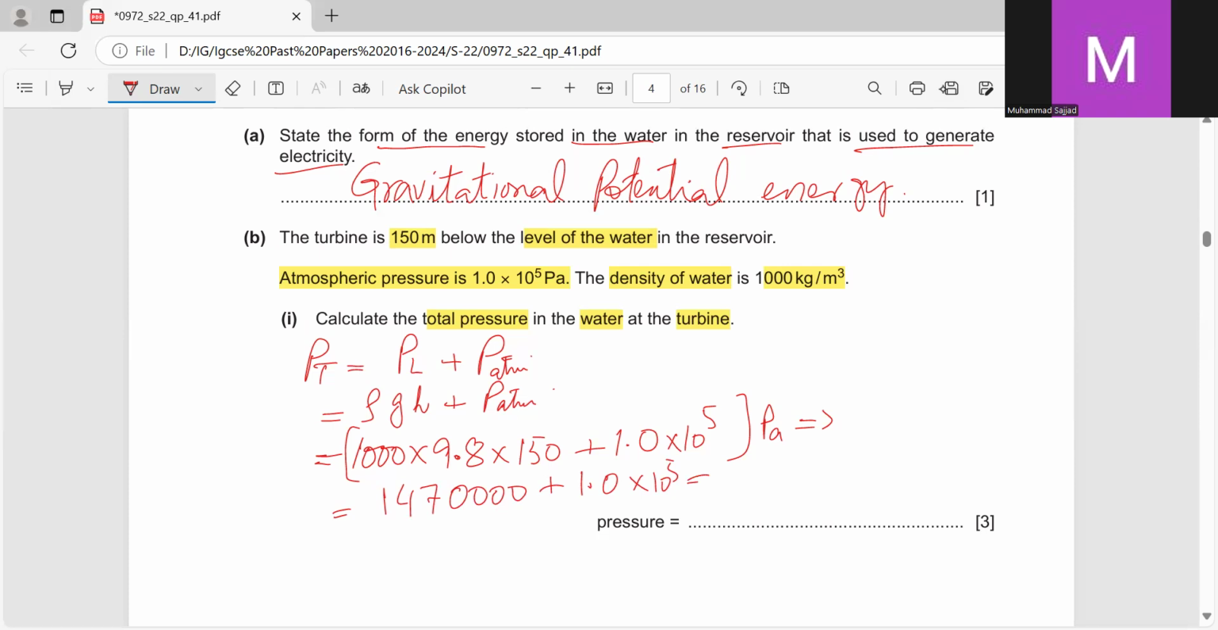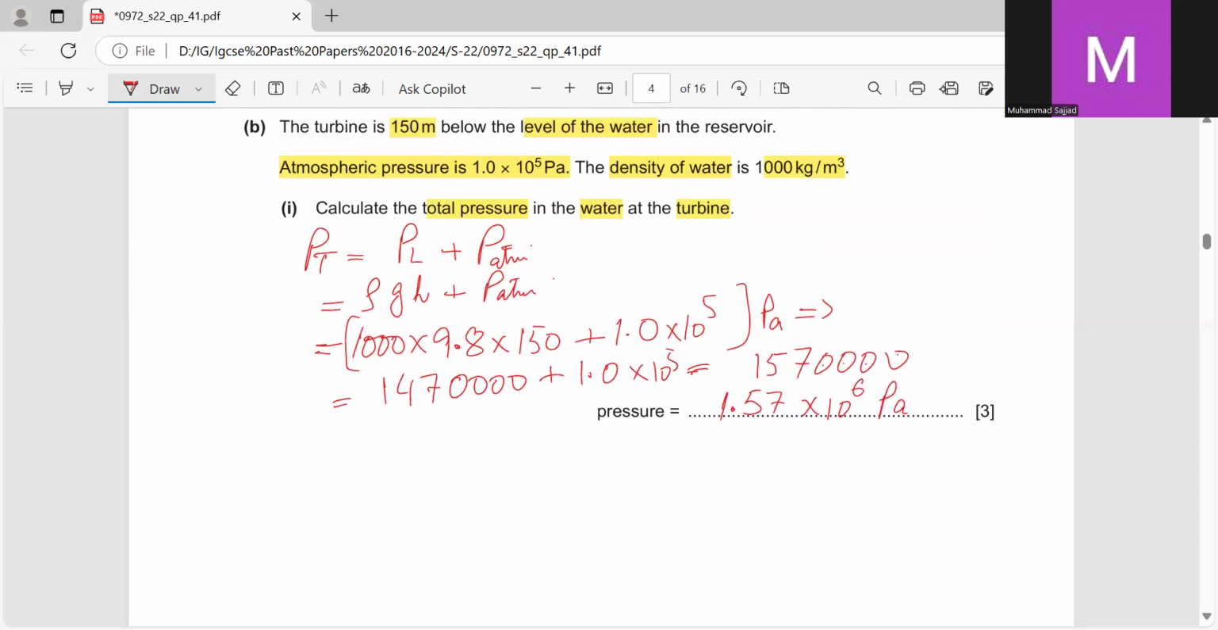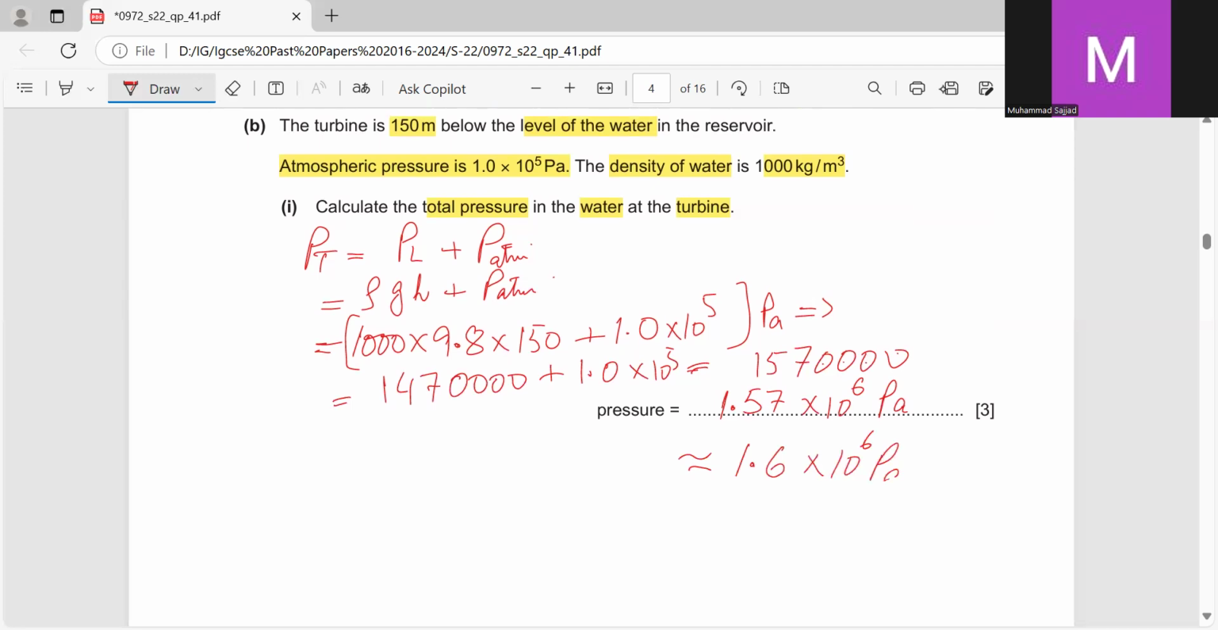And the answer comes to be altogether 157 and then 0000. So we can write it as 1.57 times 10 raised to power 6 pascals. And you can even write, rounding it off, 1.6 times 10 raised to power 6 pascals. That will also work. So that is the total pressure.